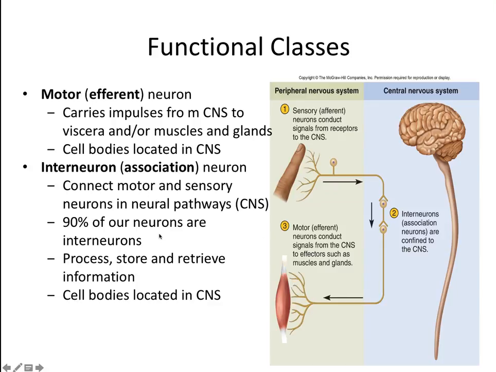So 90% of our neurons are interneurons, so of the total number of neurons, most are inter. And these process, store, and retrieve information. So any thought you've ever had, any strong emotion connected to an event you've experienced, all of those experiences are performed by interneurons functionally. Now, before we move on to general neuronal structure, I want to give you a mnemonic device to remember afferent and efferent, sensory and motor, and that is SAME.